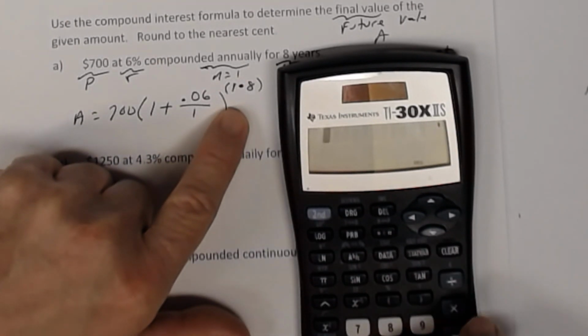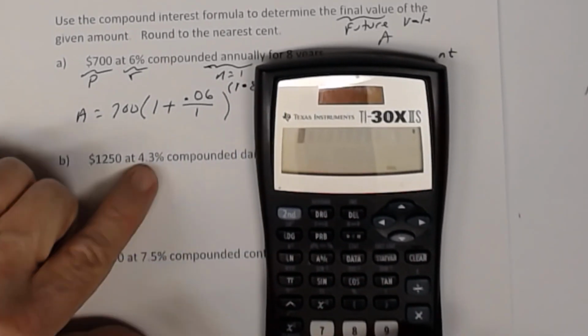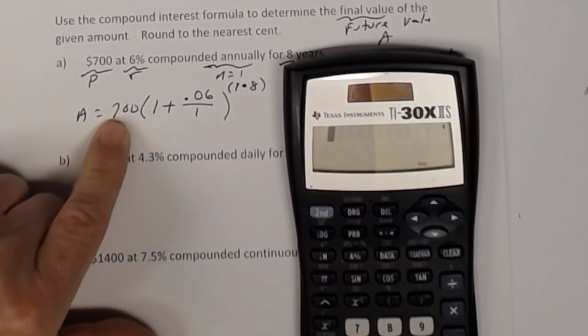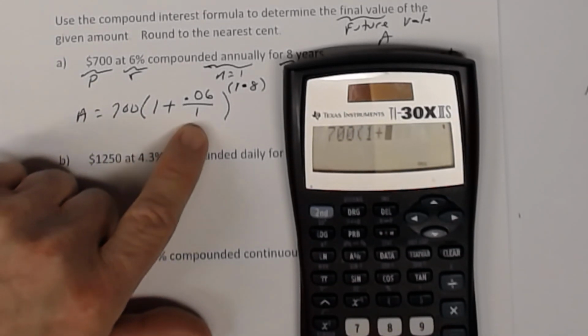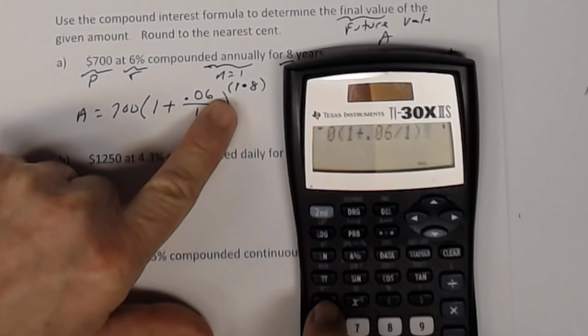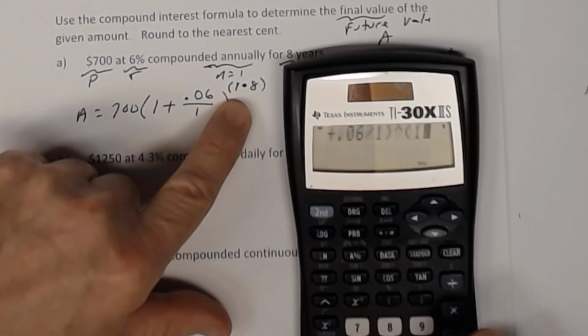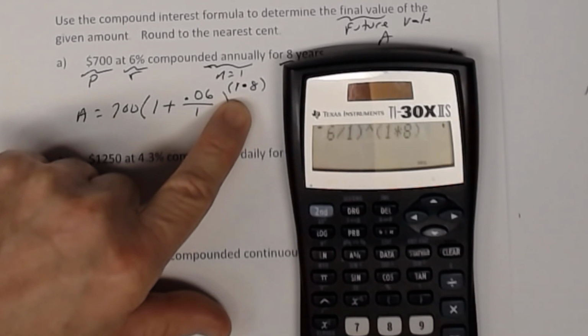Oops, I'm sorry, I cleared it. Let me do it again. 700, open parentheses, 1 plus 0.06 divided by 1, close the parentheses. Now I've got to raise it to an exponent, so remember, you use this button here that looks like a roof. See how now it shows up? Now you can put that in parentheses: 1 times 8, close the parentheses, make sure you close it, and then press equal.